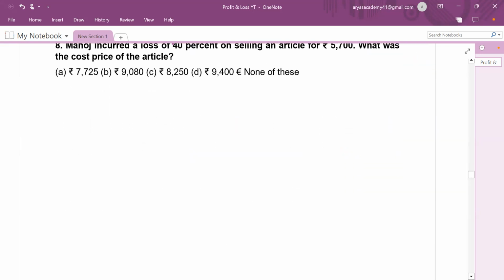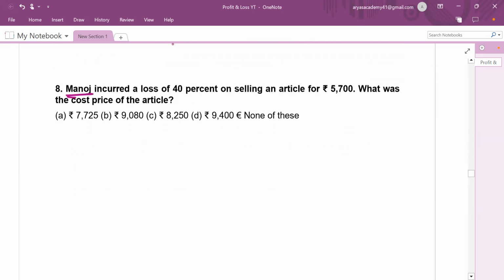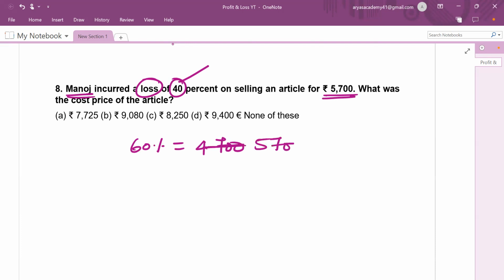Now we are moving on to question number 8. Manoj incurred a loss. Again, we are talking about selling price. If they're talking about loss or gain, then obviously it includes selling price, because only after selling will you get a loss or gain or profit, right? So how much is the loss? 40%. And what is the actual selling price? 5,700. So 40% loss means you can say that it is 60%. So they have told you that 60% is equal to 5,700.